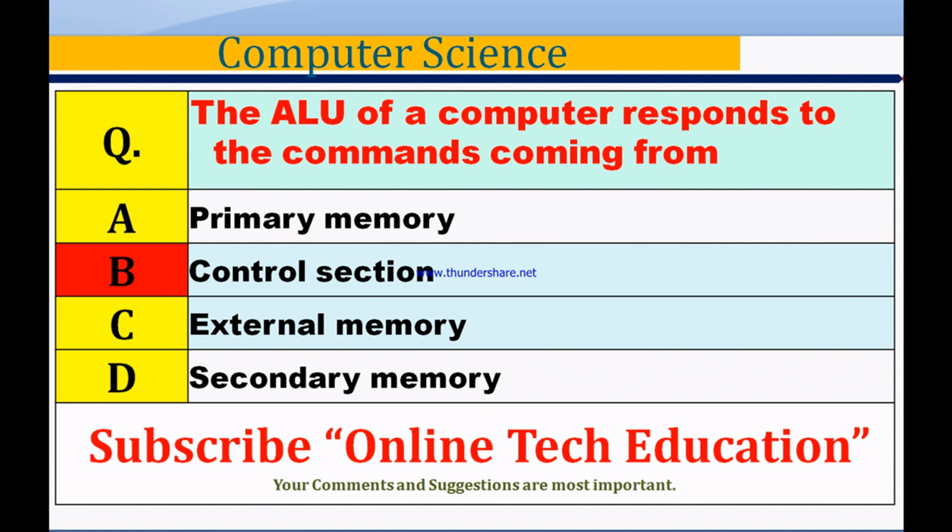The ALU of a computer responds to the commands coming from primary memory, control section, external memory, secondary memory. Correct answer is control section, B option.